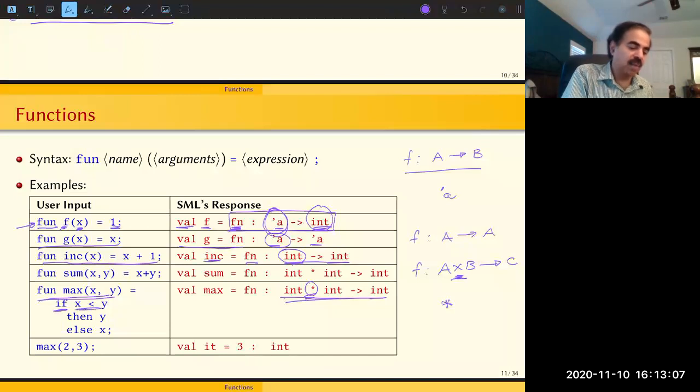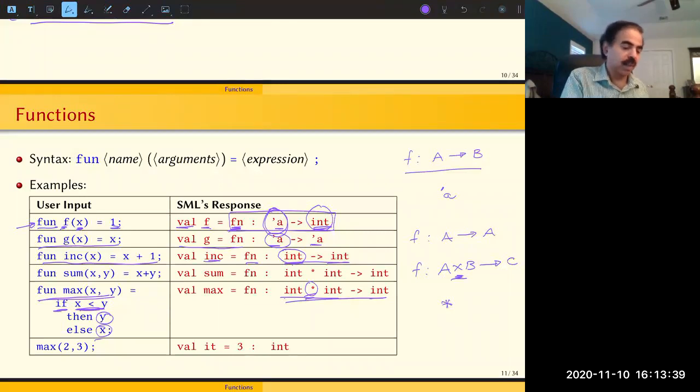If x is less than y, then the value of the function is y. If x is not less than y, then the value of the function will be x, right? So if you read it that way, you can see that this max is going to return the maximum of the two values, right? So if x is less than y, then the bigger number is y, therefore it's going to return y. If x is not less than y, then x could be the bigger number, so it's going to return x.